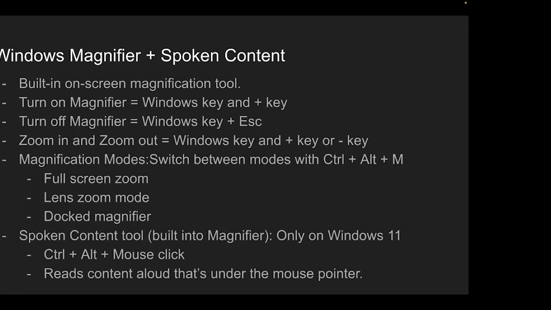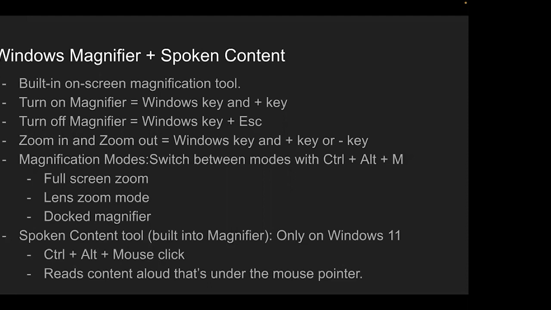And then there's a docked magnifier that will sit at either the top of the screen, or you can move it around. And it basically will just zoom in one region of the screen. And as you move your mouse on the rest of the screen, which isn't zoomed in, whatever the mouse is over will be magnified in that docked region. So this can be helpful for reading across documents and things like that.